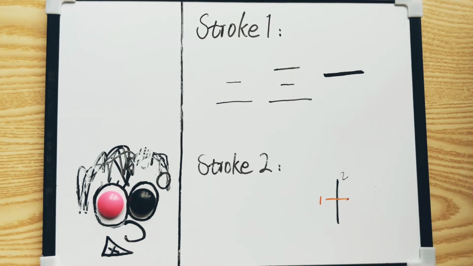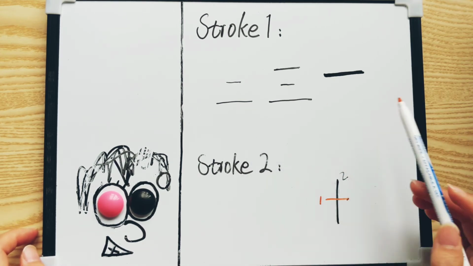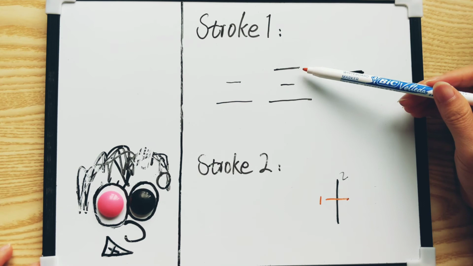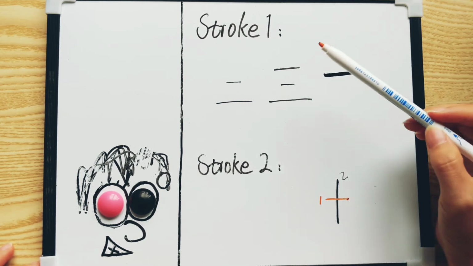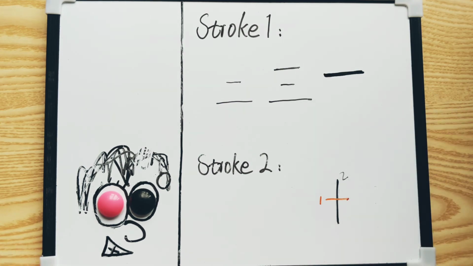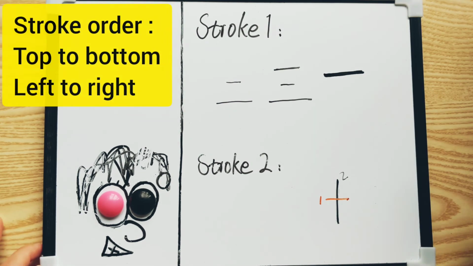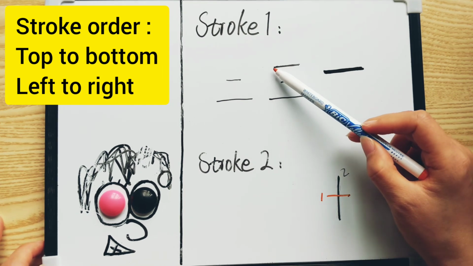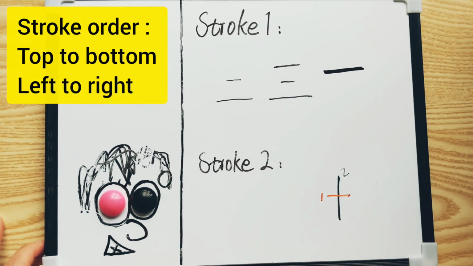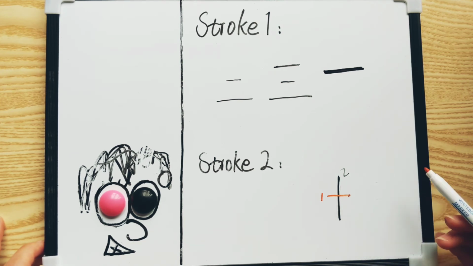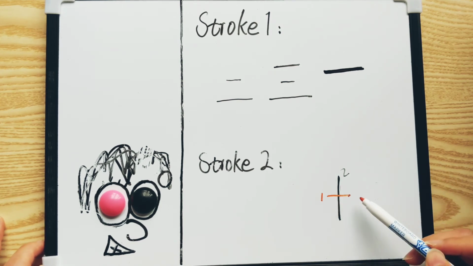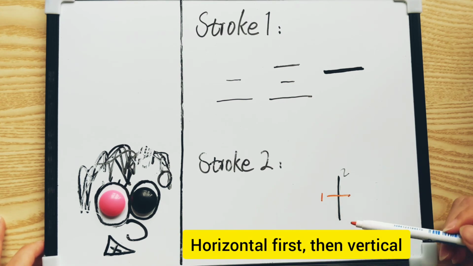Now let's look at this stroke order in more detail. So as you may remember, when I write down these 3 characters, I started from the top to the bottom. When I put on the horizontal line, it's from the left to the right. So here are the rules for stroke orders. Top to bottom, left to right. Okay, and let's look at this character. The ideal order to write it down is horizontal line first, vertical line second. Okay, so horizontal first, vertical second.